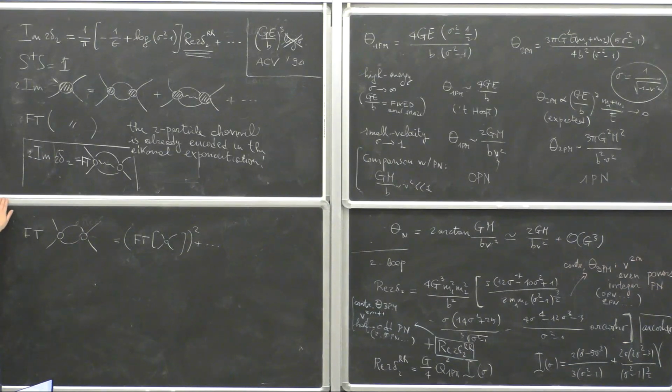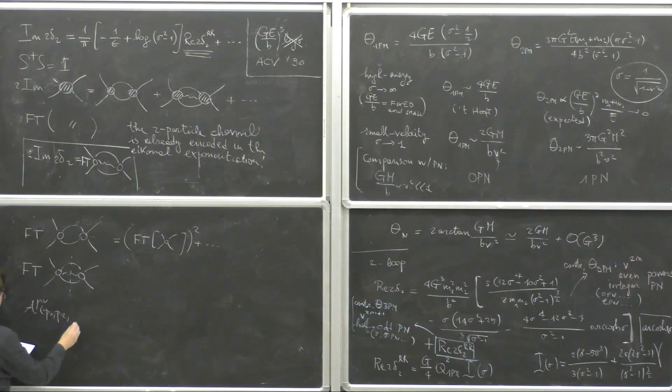Now, what we want to do is to play the same game, but now the blob is going to be a bit more complicated. It involves, in particular, a new ingredient, this 5-point amplitude. So let me introduce some notation for that. This will be a new protagonist of our discussions.